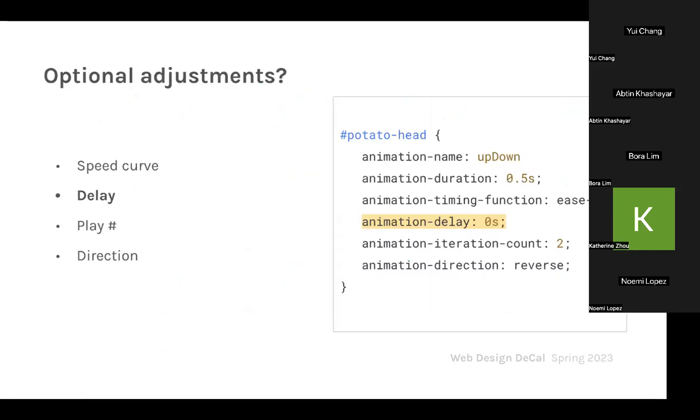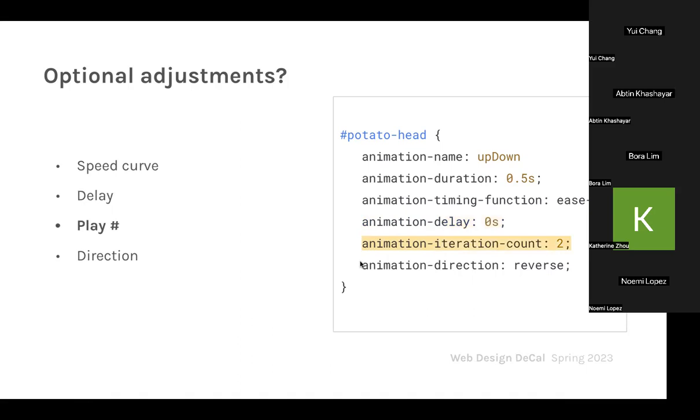Next, we have animation delay. This property defines how much delay you want to put on a specific element. If you have an animation delay of 0 seconds, that means when the website loads, this animation will occur for 0.5 seconds in this case. So once the web page loads, the potato head element will go into this up-down animation for half a second. This animation delay could be any number of seconds.